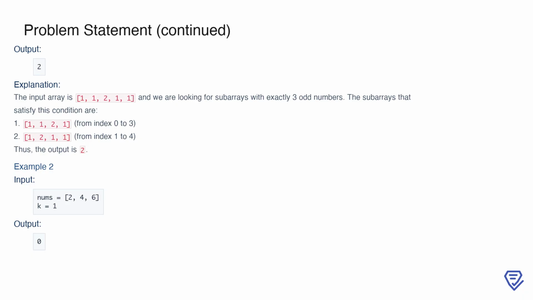On the other hand, if the input array is 2, 4, 6, and k is 1, there are no odd numbers in the array, so it's impossible to form a subarray with exactly one odd number. Therefore, the output in this case is 0.